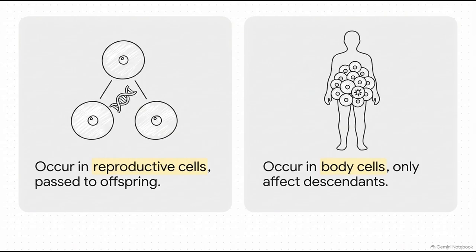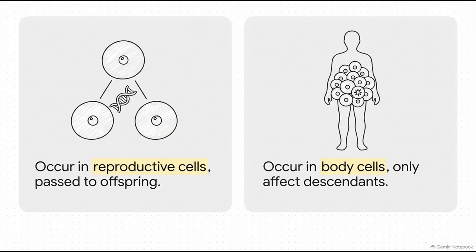But when cells divide, typos can happen in their DNA. These are mutations, and it's crucial to understand the difference between two main types of these typos, germline and somatic. Germline mutations happen in reproductive cells, so the egg and the sperm. If a mutation happens there, it gets passed on, meaning it'll affect every single cell in the next generation. Somatic mutations, on the other hand, occur in your non-reproductive body cells, the soma. These aren't passed on to your kids. Instead, they only affect the descendant cells derived from that specific mutated cell inside your own body.